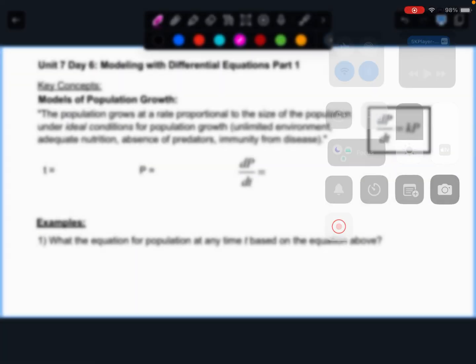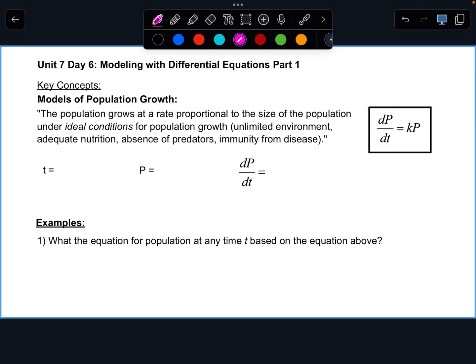And next year, if you take Calc 2, we do what's called logarithmic growth. So something to look forward to later on. But anyway, population growth, at least for shorter time periods, usually follows this pattern: the population grows at a rate proportional to the size of the population.